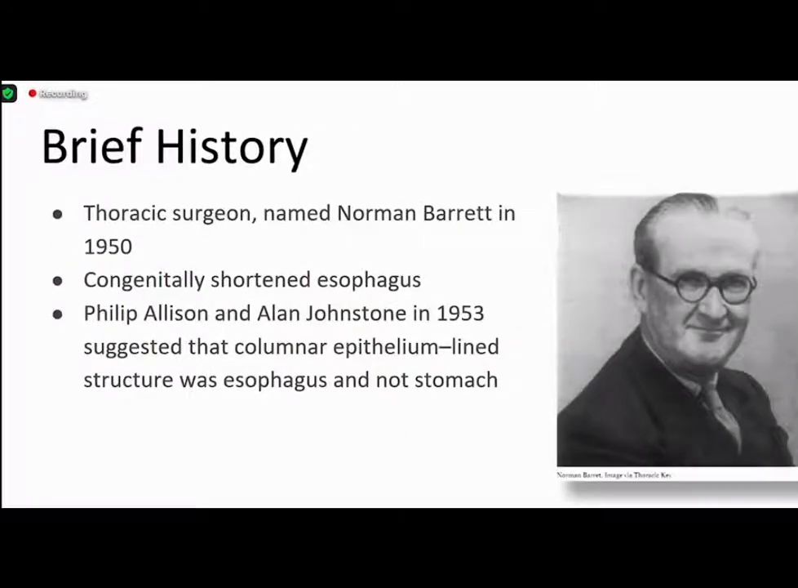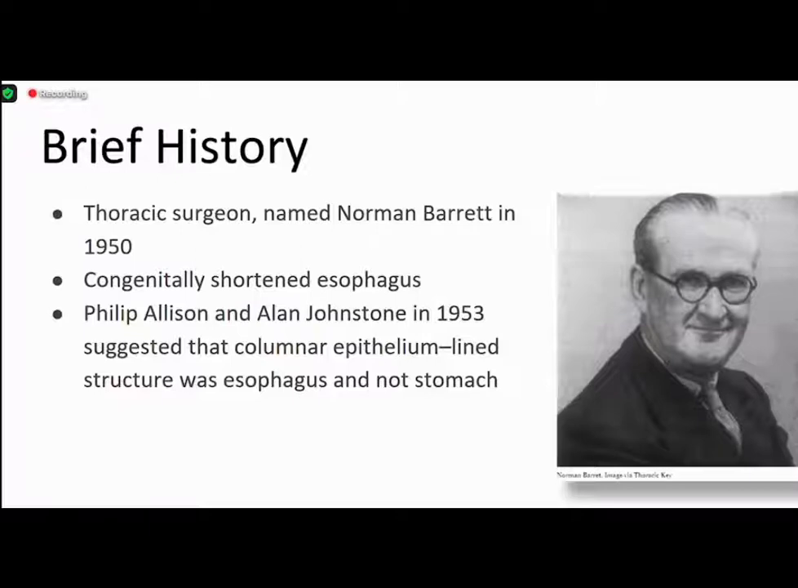I thought it would be interesting for us to learn a little bit about the disease history as well. This disease was first described by a British thoracic surgeon, Dr. Norman Barrett, in 1950. However, he believed that it was caused by a congenital shortening of the esophagus, which would pull a portion of the stomach upwards into the thorax, and hence it's lined by columnar epithelium.